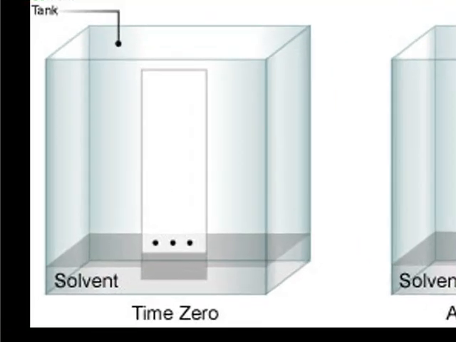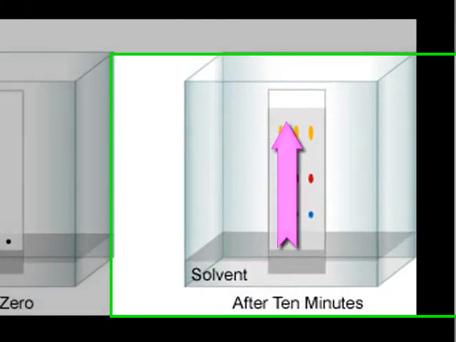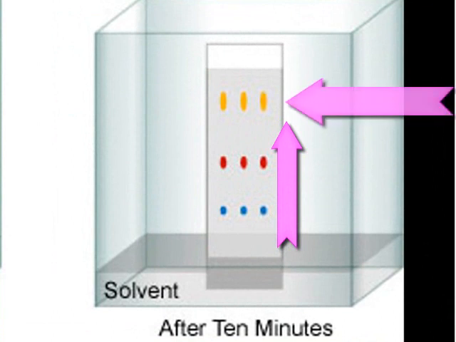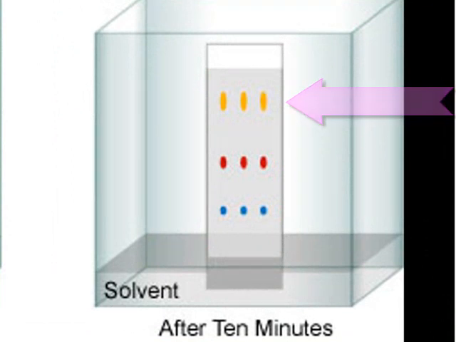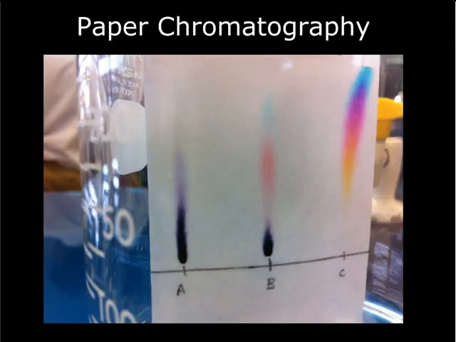Thin layer chromatography is when a plate is coated with a granular gel, usually silica gel or aluminum oxide, for the stationary phase. The substance to be separated is carried up the plate by capillary action. The substance with the most affinity or attraction for the plate will rise the farthest. Paper chromatography is the same as thin layer chromatography, but paper is used as the stationary phase.